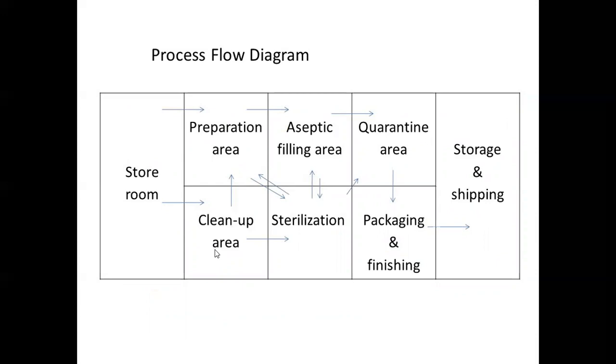So steam in place and clean in place, and area designing or area planning. After this, in the actual process of production, this is the area design of that actual production procedure. Here is the storeroom, then the preparation area, the cleanup area, and then sterilization of the equipment or filling equipment or the containers. These are sterilized and then transferred to the aseptic filling area, and then the quarantine area, from where packaging and finishing is done, and finally it is shifted to the storage and shipping.